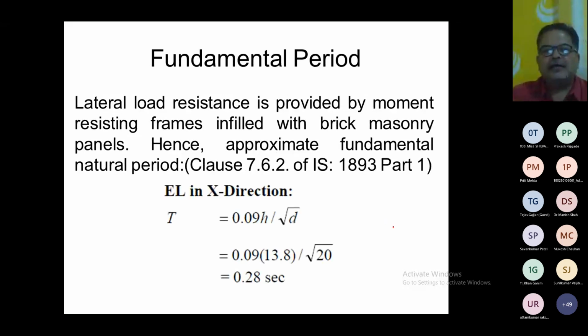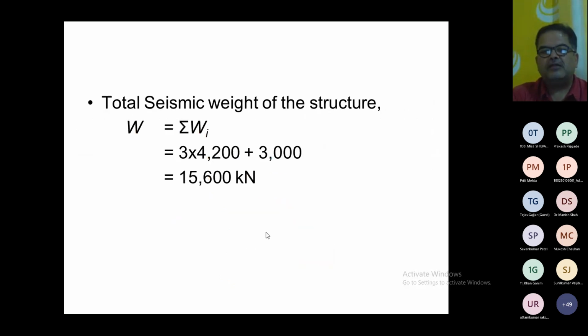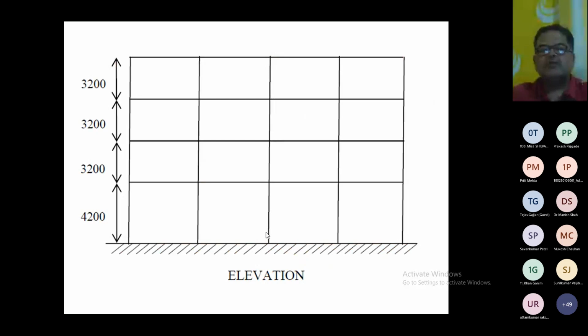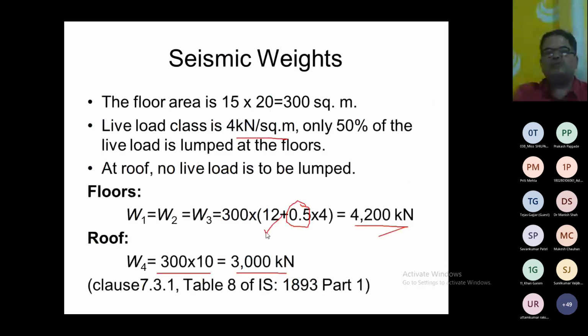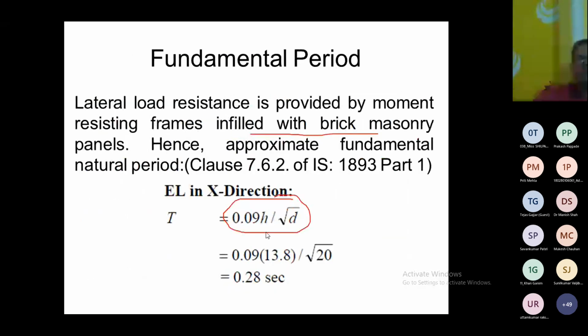Now we know that the brick masonry infill wall is there, so we have to use the equation 0.09 h by root d. H is the height. The total height is almost 13.8 meter, and the dimension in the x direction is 20 meter. So you can see what the natural period is. The natural period is 0.28 second, which is less than 0.4. It means, what is the Sa by g value?